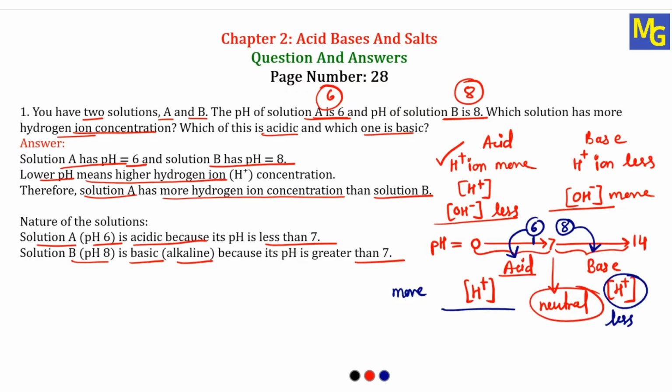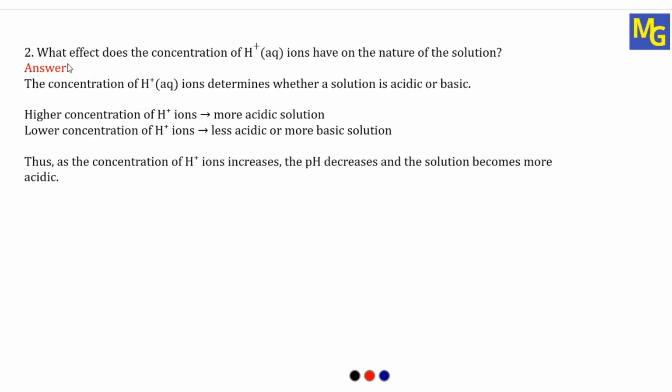Now I'll move on to question number 2. The question is: what effect does the concentration of H plus ions have on the nature of the solution? See what they have asked. Nature means acidic, basic, neutral, that is called nature. So if the H plus ion concentration increases, what will be the effect? If the H plus ion concentration decreases, what will be the nature? That we have to write.